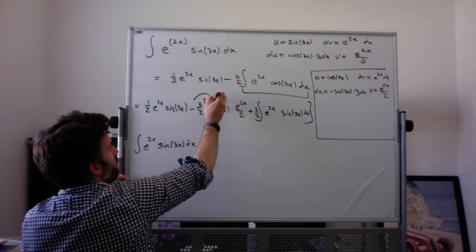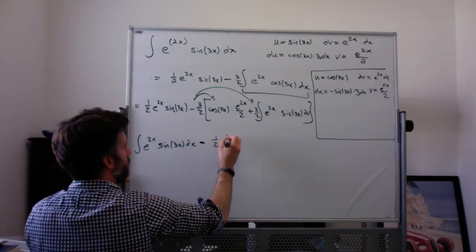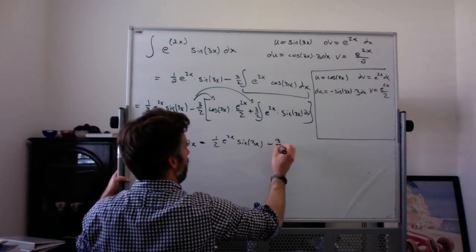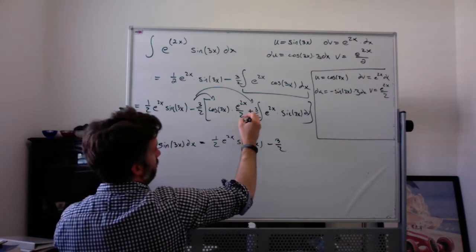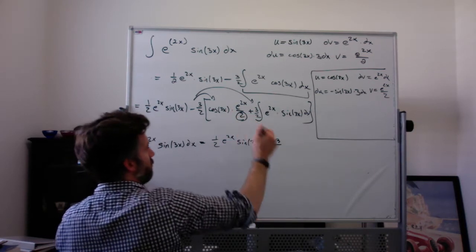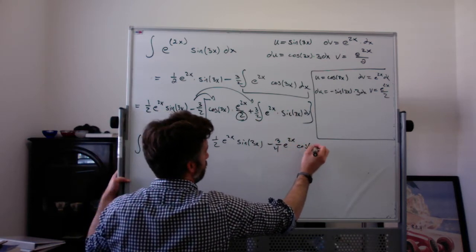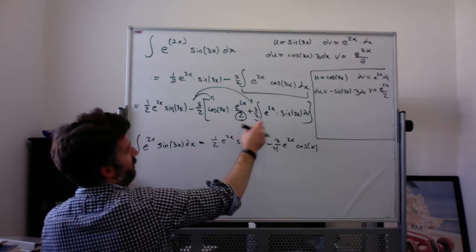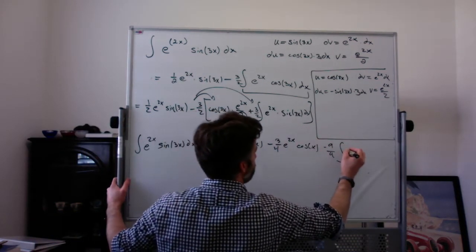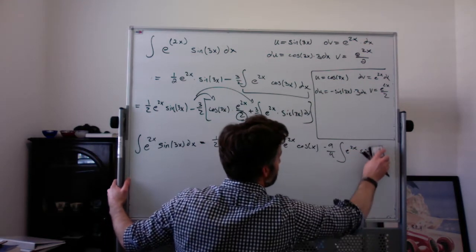and then we have to distribute to that as well. So I've got 1 half e to the 2x sine of 3x minus 3/4, right, because it's minus 3 halves times all this, which is over 2. e to the 2x times cosine of 3x. And then minus 3 halves times positive 3 halves is minus 9/4 times the integral of e to the 2x sine of 3x.